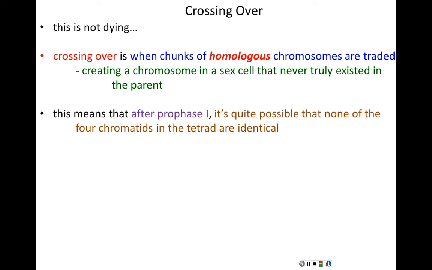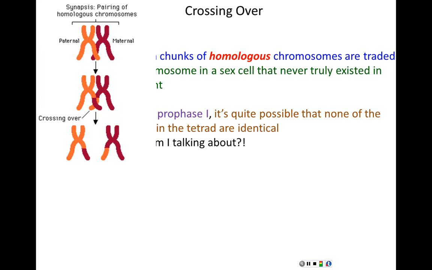I have passed chromosomes on to my children that I myself don't have because of crossing over. This means that after Prophase I, it's quite possible that none of the 4 chromatids in the tetrad are identical. So let's look at this in pictures to make it make a little more sense. Here we have the beginnings of crossing over.